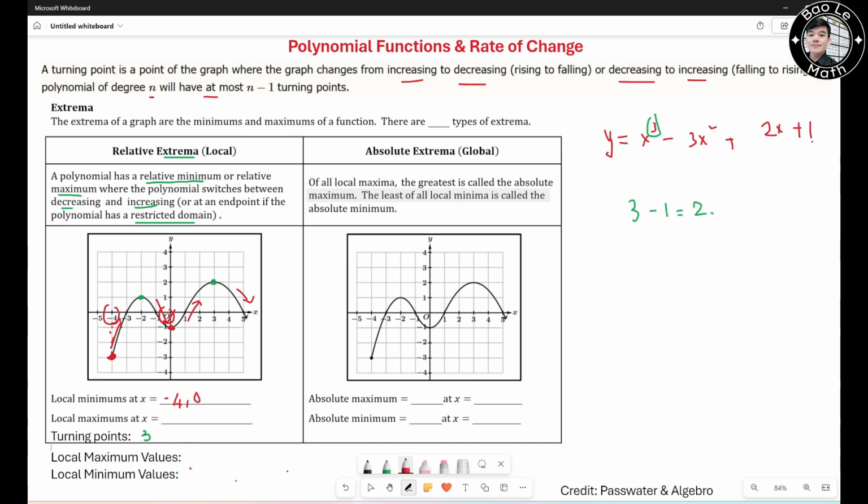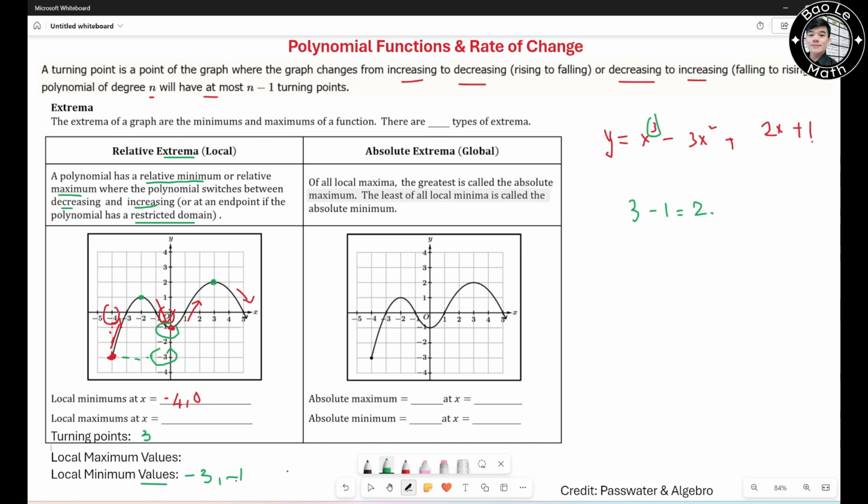Now, you need to know the difference between the local minimums at x equal how much and the local minimum values, right? So when we talk about the local minimum values, we talk about the y values at the local minimum points. So the y value at the local minimum point right here is going to be negative 3, so we put negative 3 right here. And this guy right here, the y value is going to be negative 1. So we put negative 1 right here.